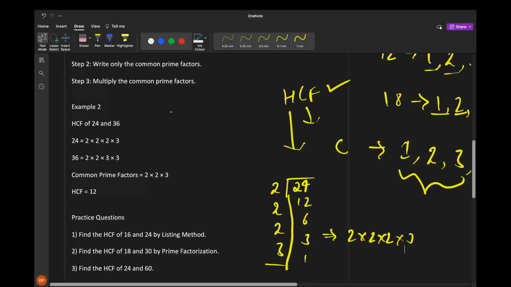What is highest? HCF means highest common factor, right? So for this, write the common factors here.